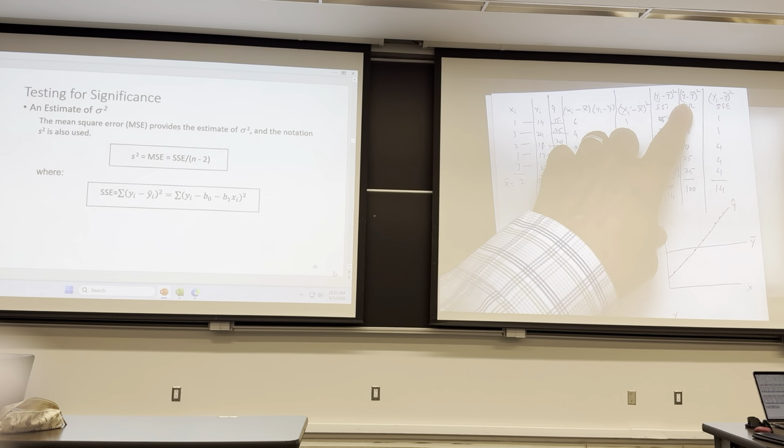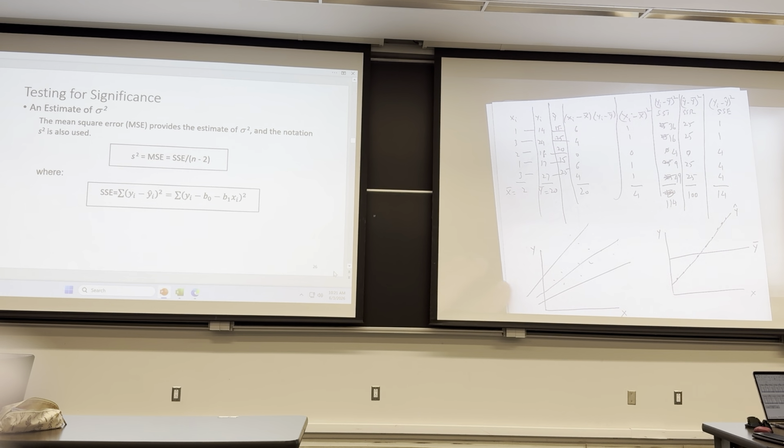What is this yi minus y hat square? It's the sum of the errors around the regression line. It is the sum of square error around the regression line. Would you like this to be high or low? You want it to be less, as little as possible.